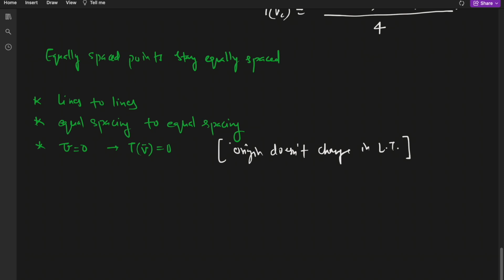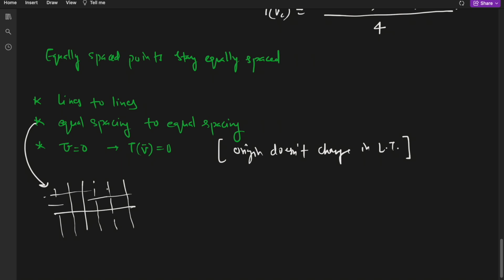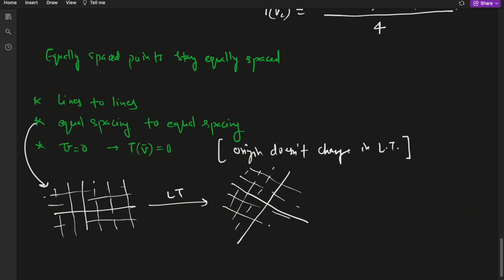So for example, if this is your input vector space R2, and this is your output vector space in the grid line format. Okay, so no matter what linear transformation you apply, let us suppose you are rotating it by 45 degrees. Even after applying this 45-degree linear transformation, the spacing between the grid lines remains the same.